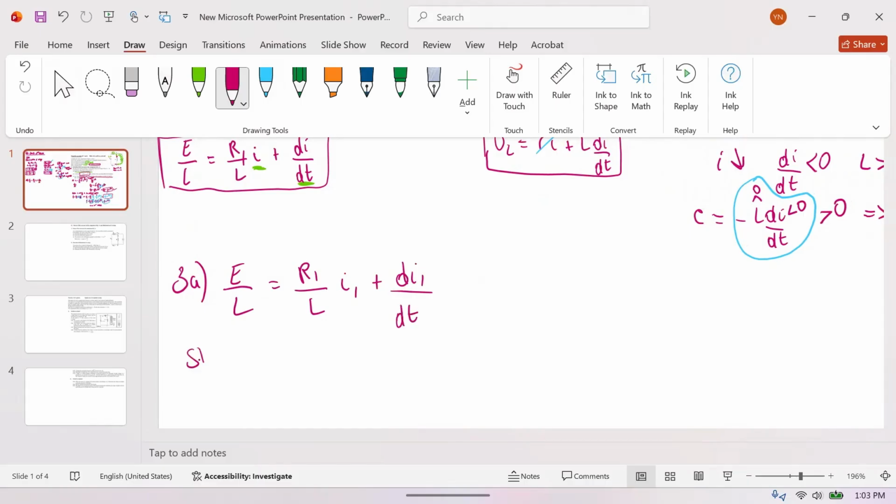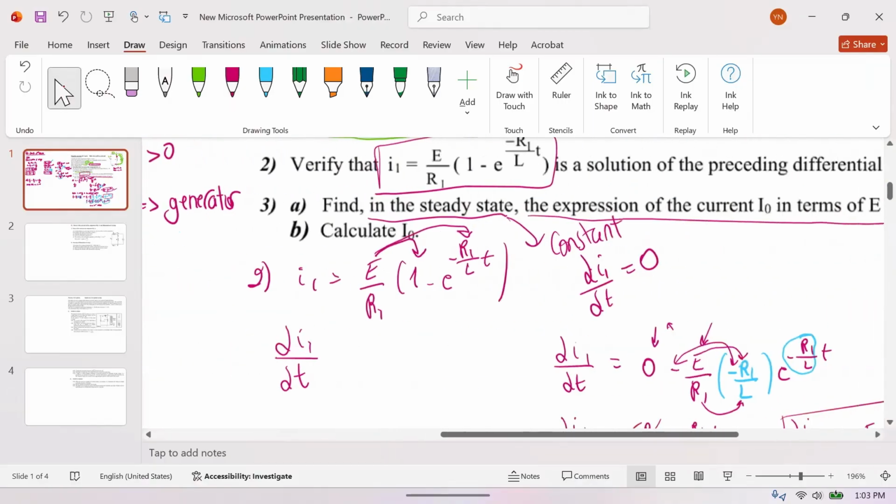Now, since we have a steady state, that means the current I, which I wrote as a small i, is now a constant. It has one value that is not changing. And in physics, when we have a physical quantity that is not changing anymore, we name it with a capital letter. So instead of I1, I will simply call it I.